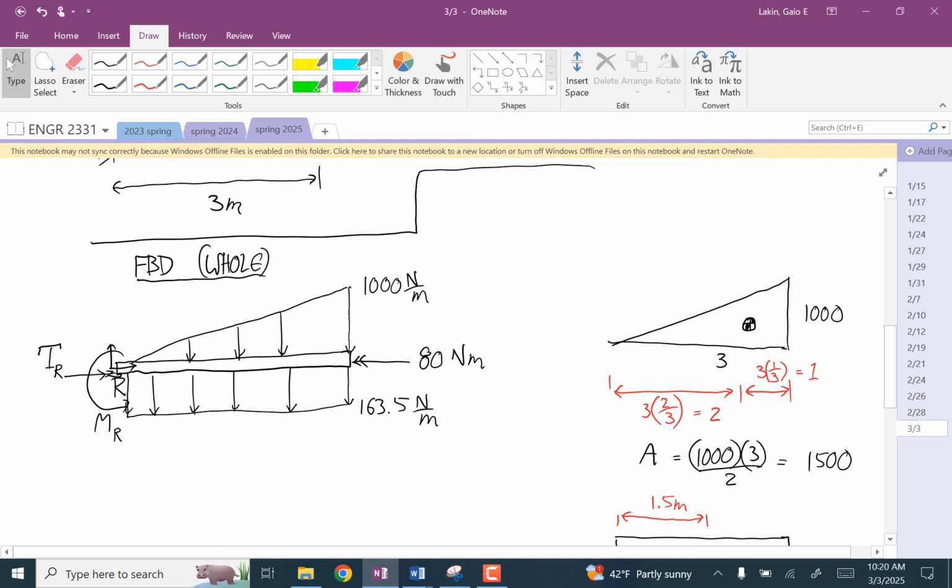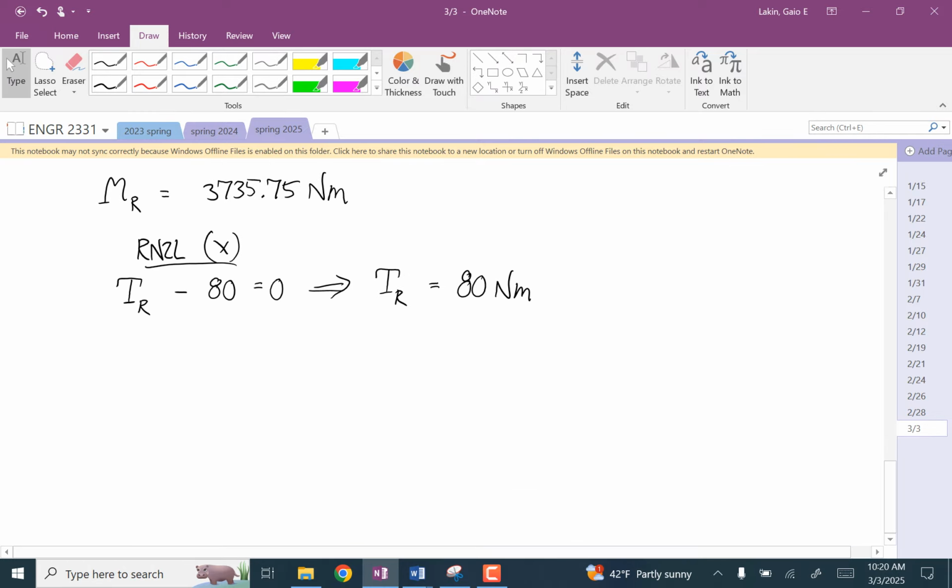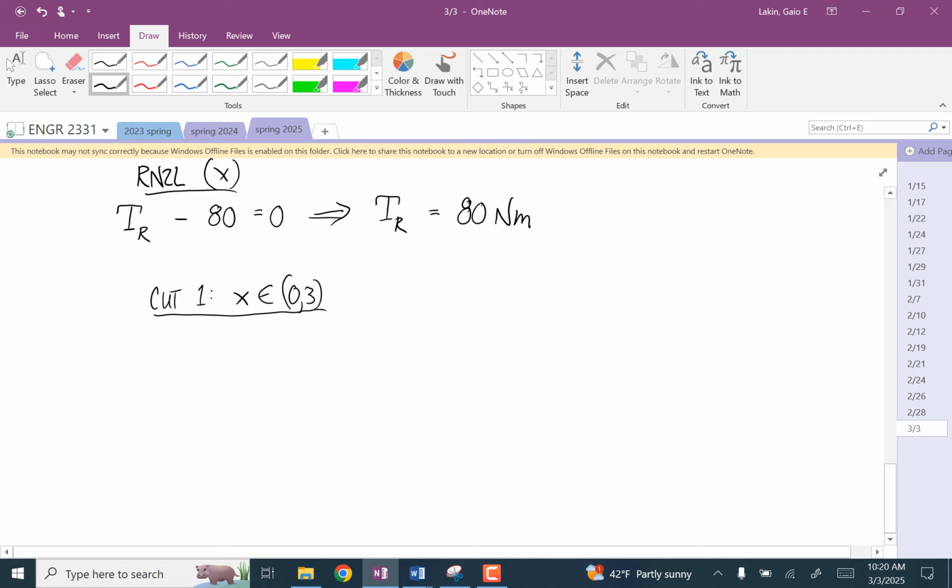Okay, so how many cuts do we need for this body? Just one, because there are no point loads in the middle, and the distributed load functions never change. So we have one cut that's valid for x anywhere between 0 and 3. And I'm going to start by drawing the cut.